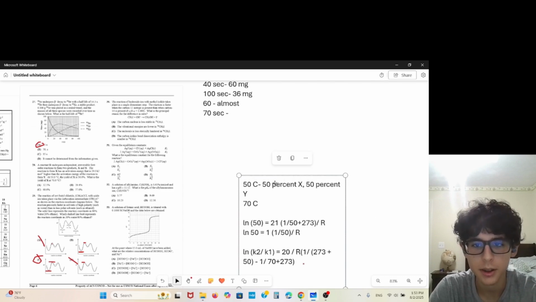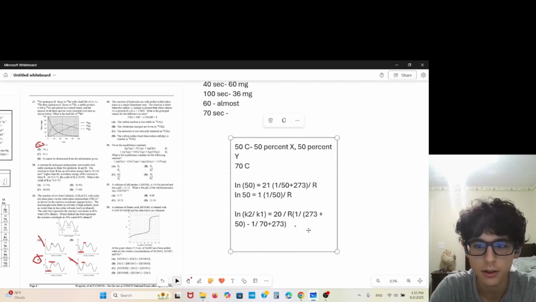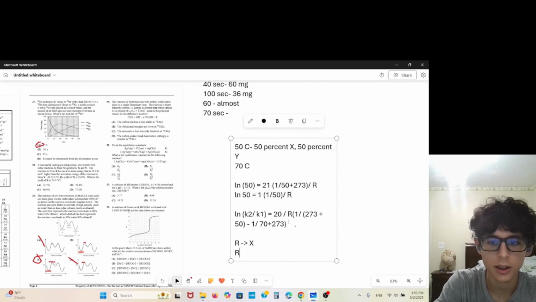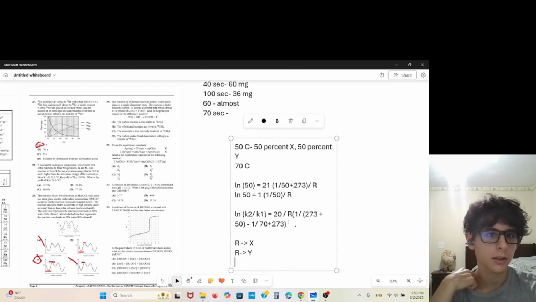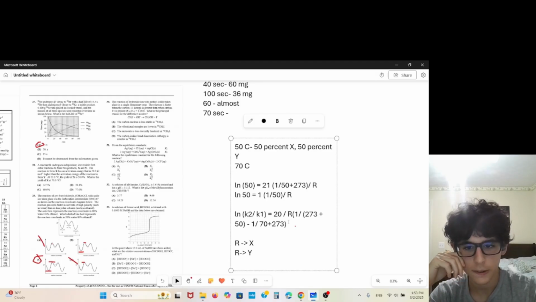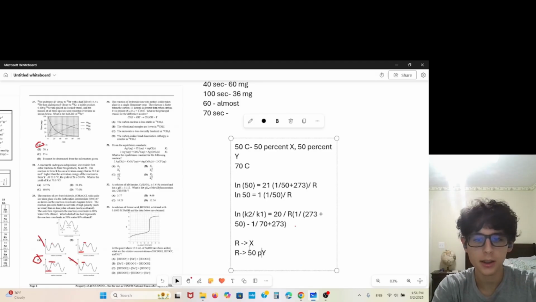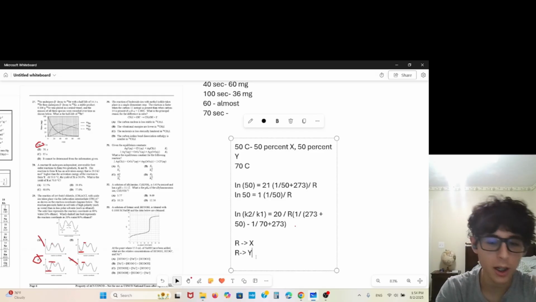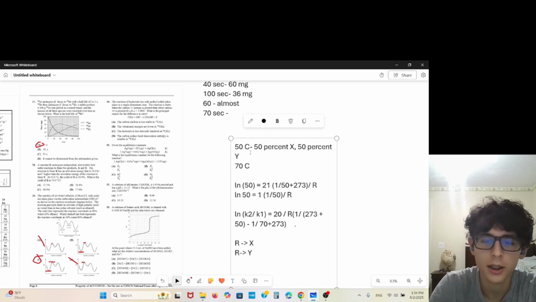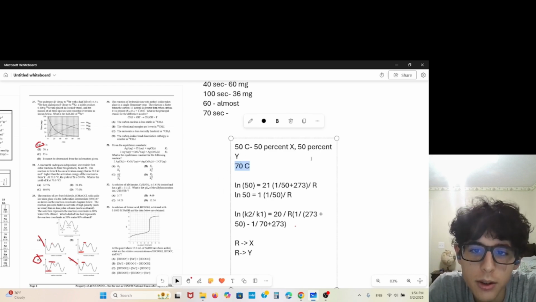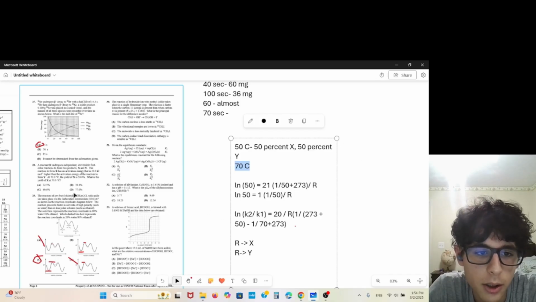I'm gonna explain this to you. If you read this, there's two reactions going on: R to X and R to Y. All that's going on basically is 50% X and 50% Y, and now you're trying to find out the yield at 70 degrees Celsius. At 50 degrees Celsius, it's 50% Y and X, equiproportional. At 70 degrees Celsius, we gotta find the right amount.